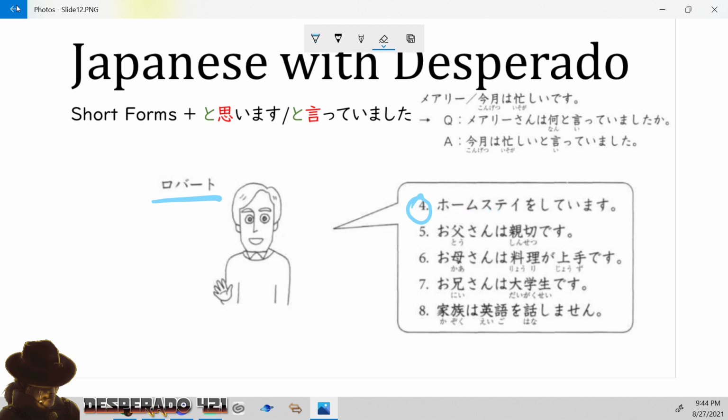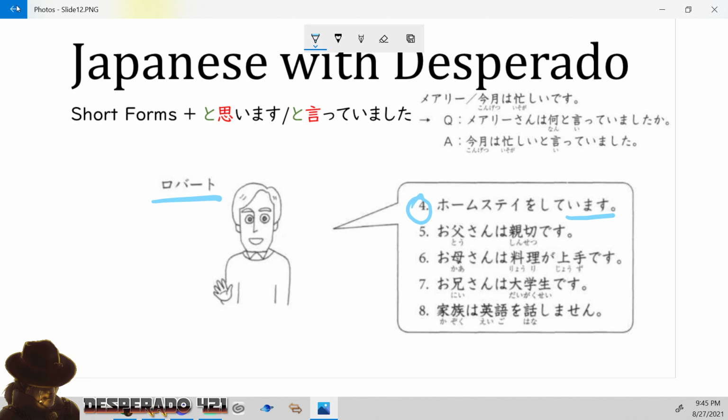Homestay. I don't know what that means. Homestay is what you do when you're studying abroad, where you stay with a family. I understand now. Homestay imasu. Correct? Yes. Okay.